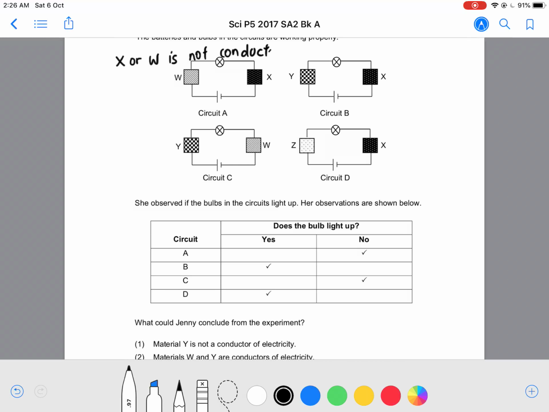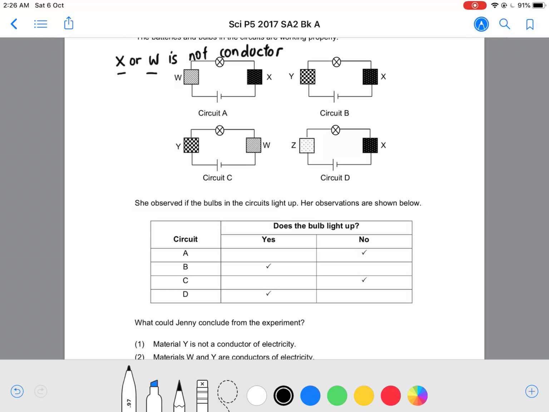Obviously one of it is not a conductor, right? That's why the whole series is an open circuit. So which one is not a conductor, we don't know. We just write X or W. Could be one of it, could be a non-conductor. Both could be a non-conductor.